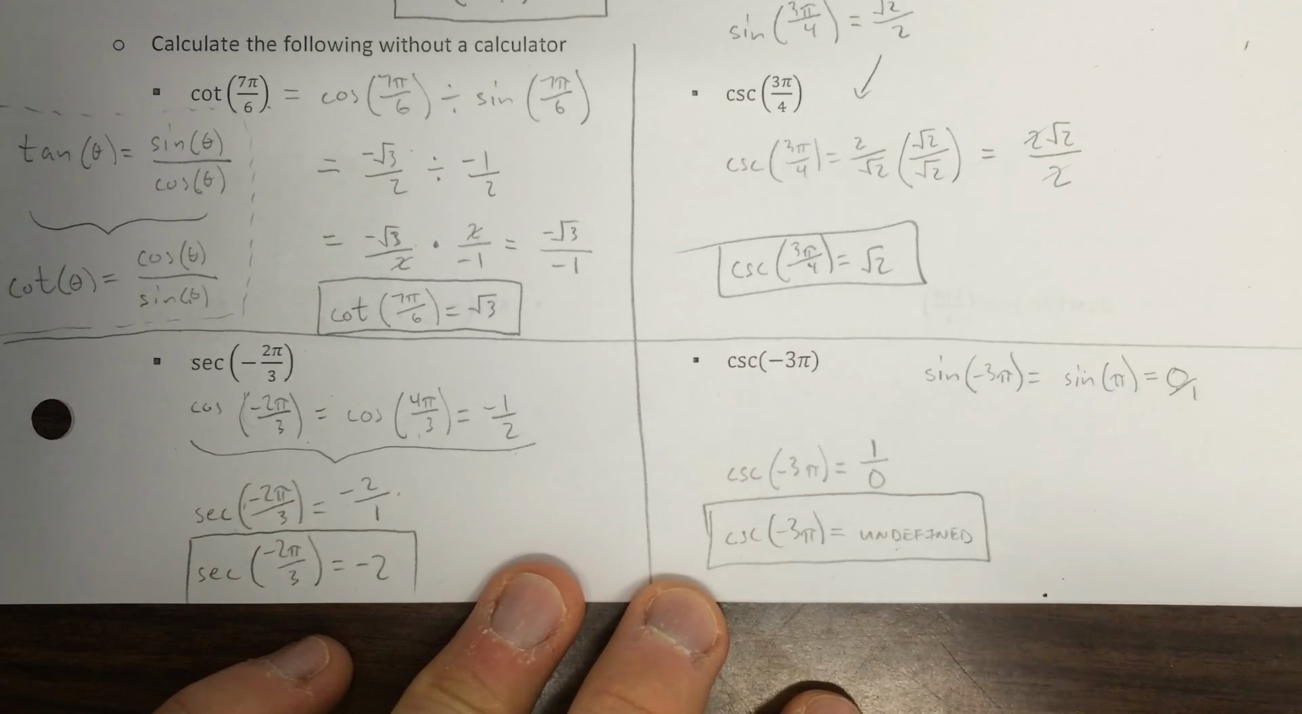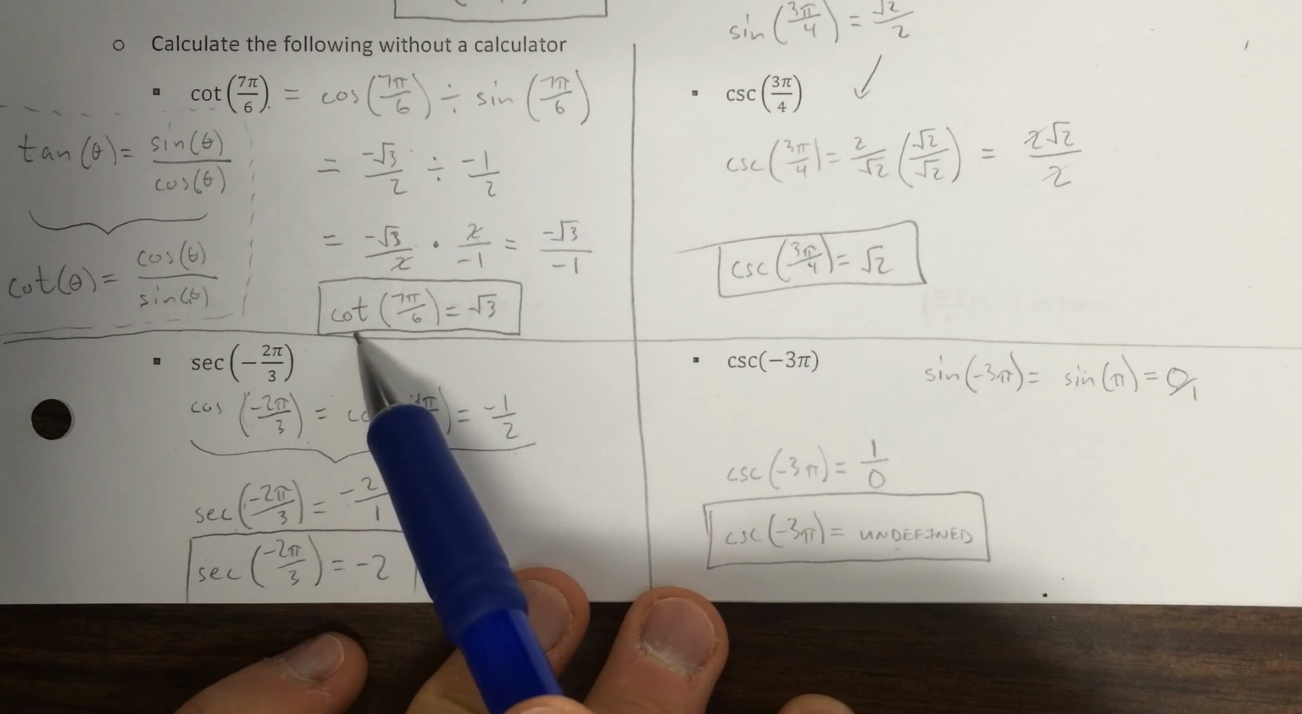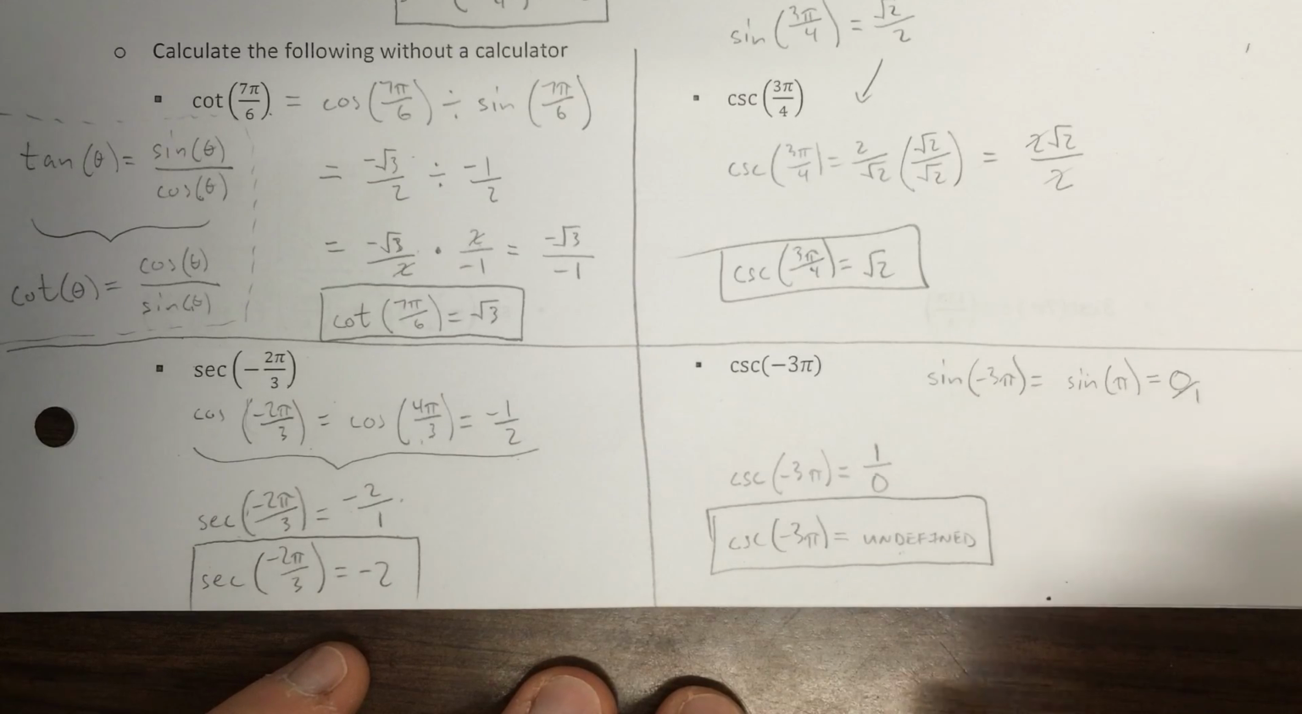Hopefully this is helpful in just evaluating secant, cosecant, and cotangent. Part 3 is going to be dealing with the next page and simplifying expressions. So hopefully you view that, and hopefully that's helpful as well.